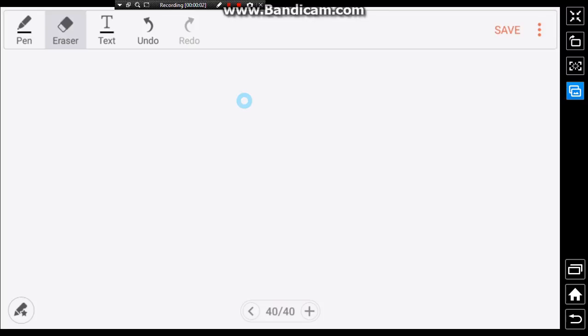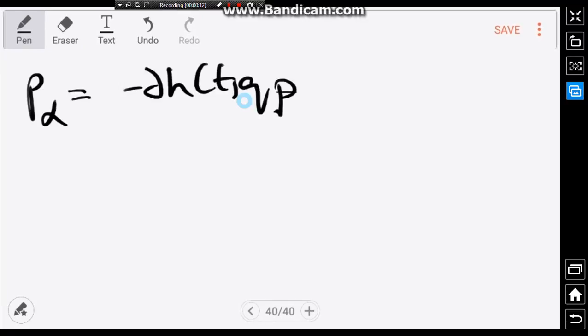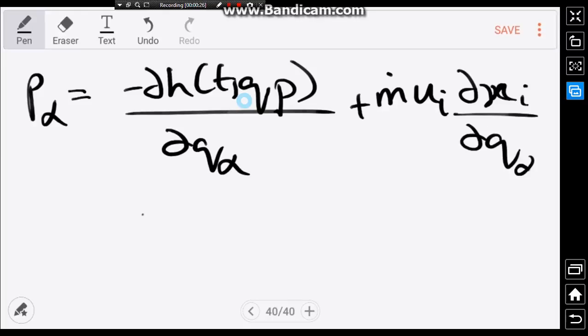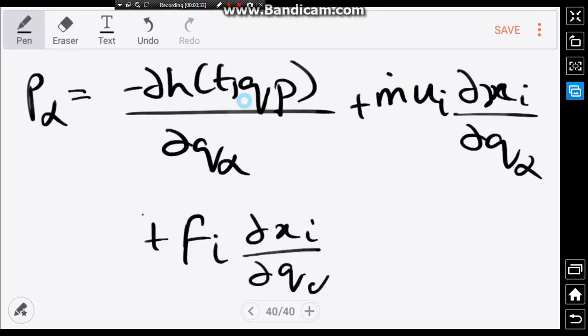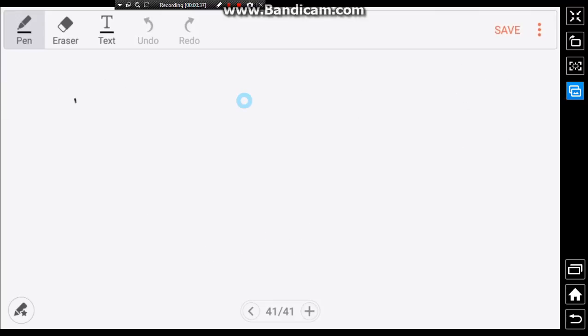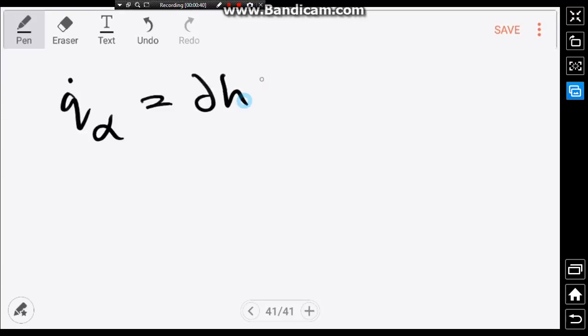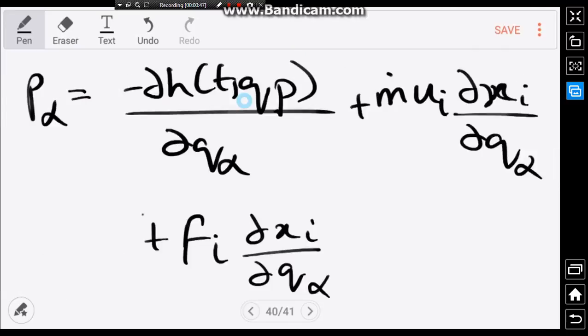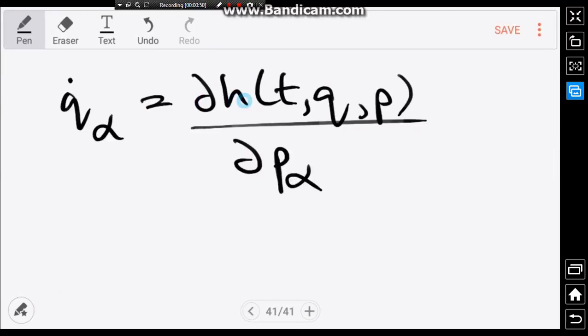Thus we have arrived at the generalized Hamiltonian equations for rocket mechanics, which are p_alpha dot is equal to minus ∂H(t, q, p)/∂q_alpha plus m dot u_i ∂x_i/∂q_alpha plus F_i ∂x_i/∂q_alpha, and q_alpha dot is equal to ∂H(t, q, p)/∂p_alpha. These two equations are the generalized Hamiltonian equations for rocket mechanics.